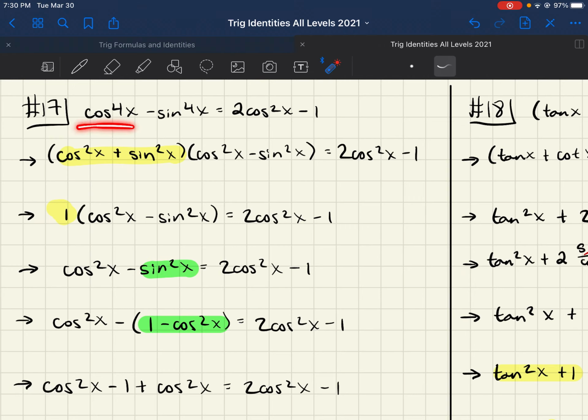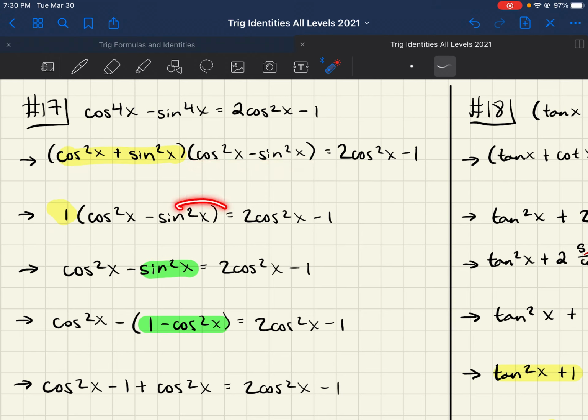We want to verify that cosine to the fourth of x minus sine to the fourth of x is 2 cosine squared of x minus 1. We have a difference of squares. Both of these are perfect squares. So it's going to factor into this: cosine squared plus sine squared times cosine squared minus sine squared. This right here, cosine squared plus sine squared, is a Pythagorean identity that's equal to 1, leaving you only with cosine squared minus sine squared.